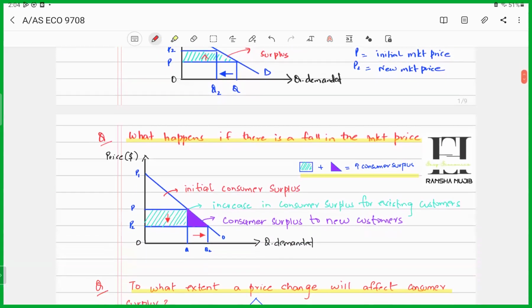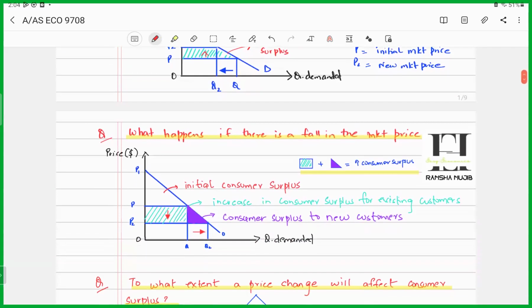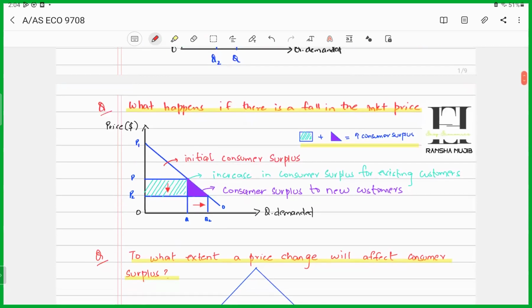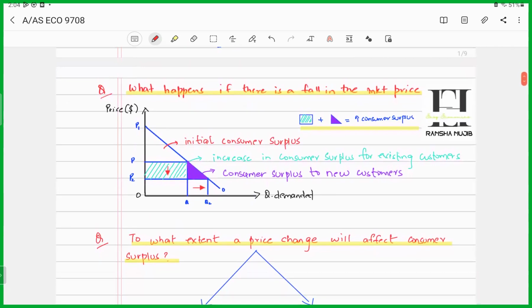Now let's look at a contrary scenario. On the flip side, what would actually happen if there is a fall in the market price? Again, the initial market price was P. Now the market price is P2. Now, why would there be a fall in the market price? Let's say the producer has introduced a special offer on its product and the price has now fallen from P to P2.